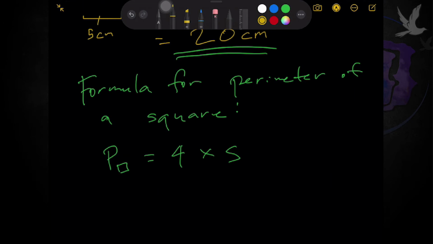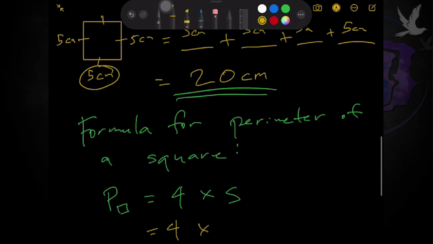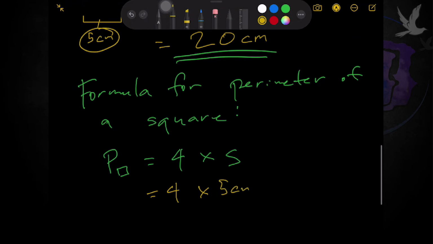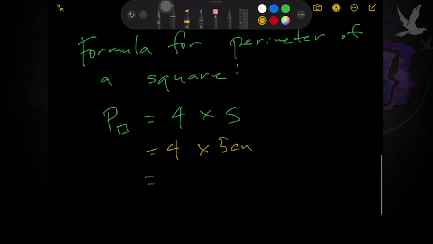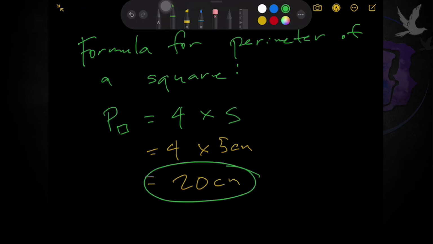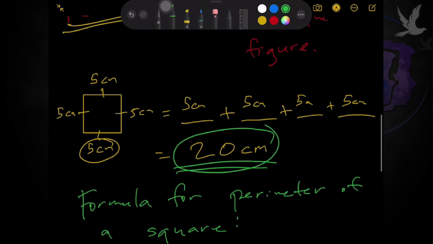So, rewriting this formula, 4 multiplied to s. Ano yung s natin dito? It's 5. So, just take one part lang, 5 centimeters. So, we now have 4 times 5, which will give us 20 centimeters. And if you notice, our answer here is the same as this one.